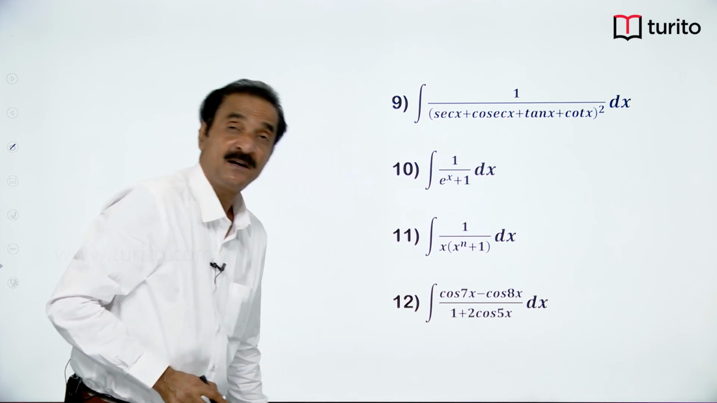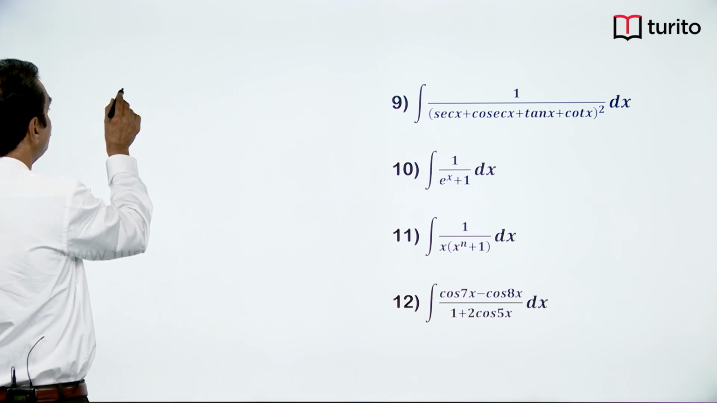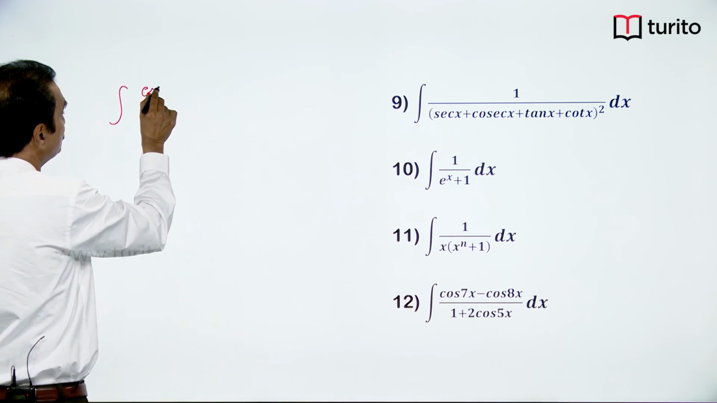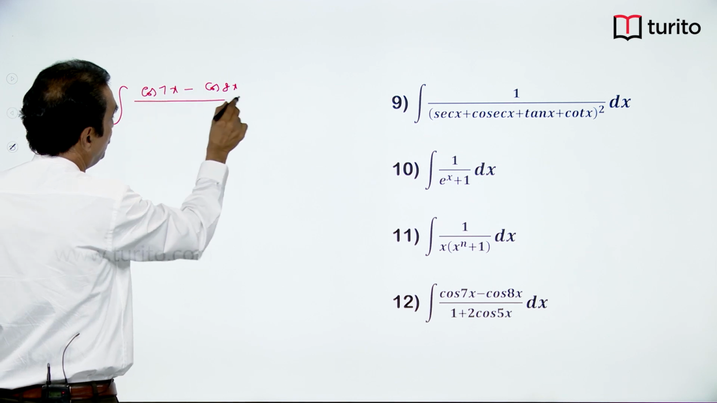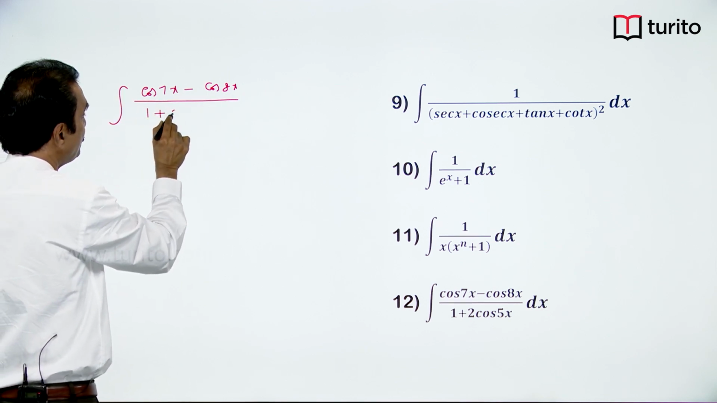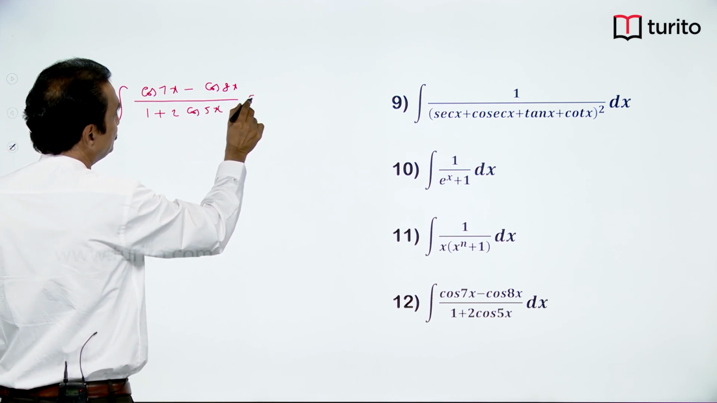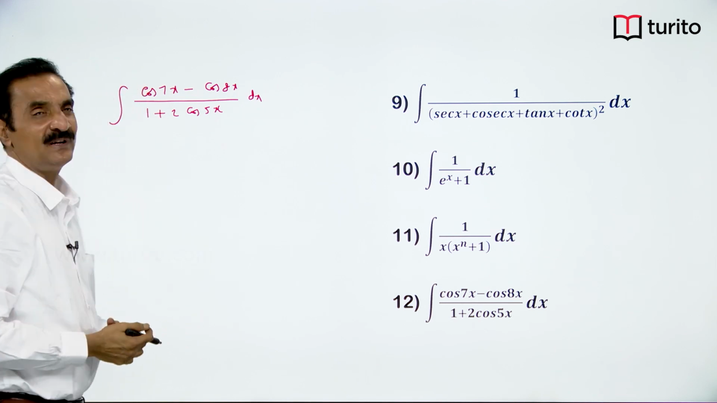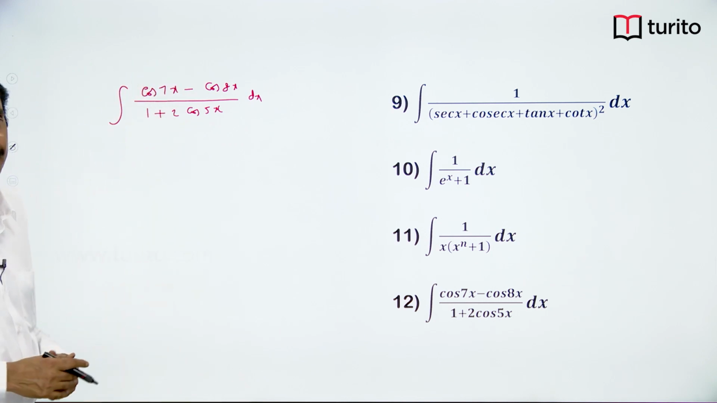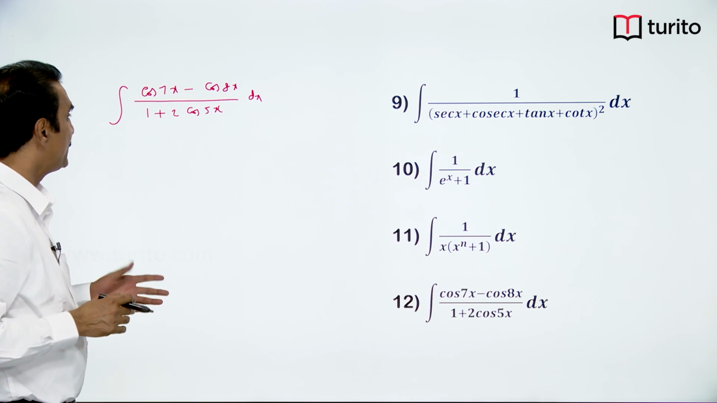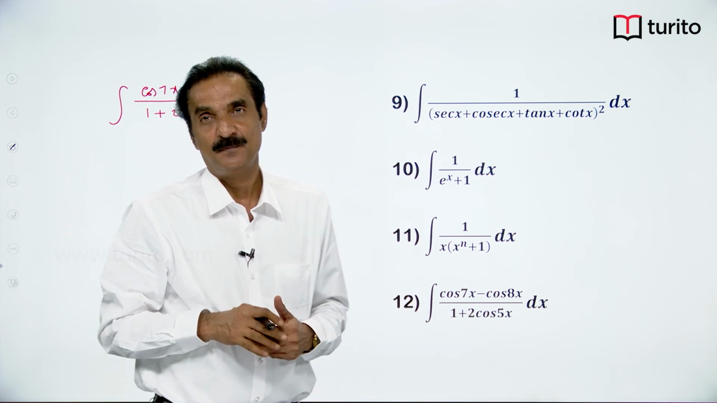It is a nice question. Integral of (cos 7x minus cos 8x) upon (1 plus 2 cos 5x). Actually, it is a question from decomposition. No need of substituting anything. We have to manipulate and decompose it so that each term is integrable.